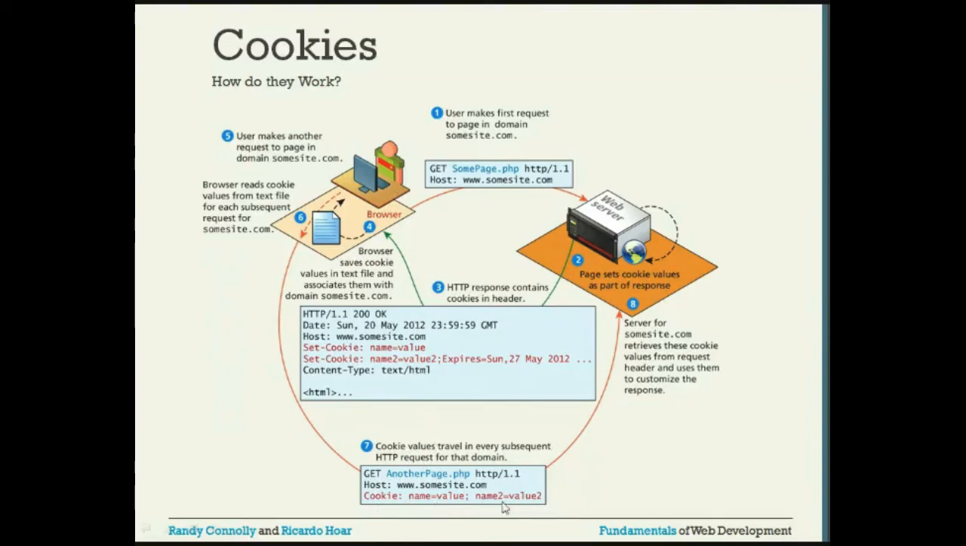Cookie values travel in every subsequent HTTP request for that particular domain. Every further HTTP request will have this cookie information. Whatever number of cookies are set, that many cookies will be sent back to the server. The server for somesite.com retrieves these cookie values from the request header and uses them to customize the response. So on the server side, it will read all the cookies from this HTTP request, and accordingly it will take the proper action.